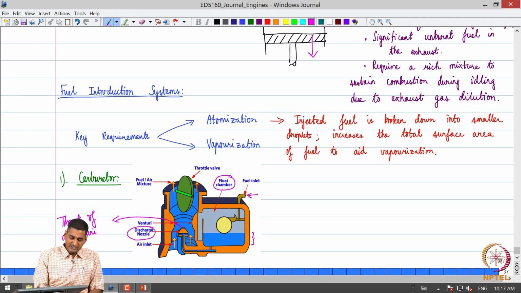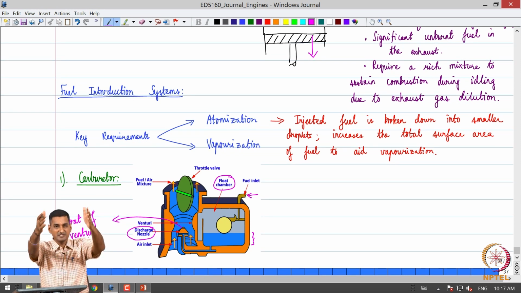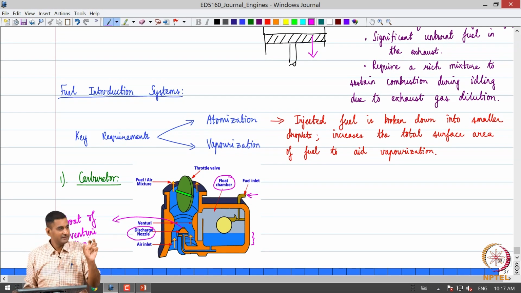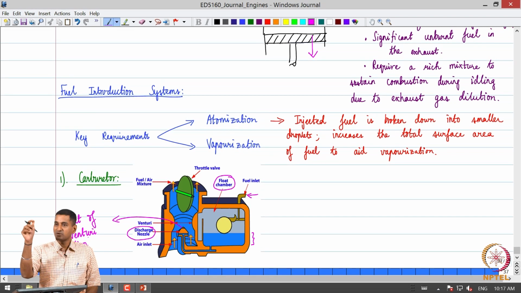So what is a venturi? A venturi is a smooth reduction in the cross sectional area of a flow chamber, right. So that is a venturi. So what is the throat of a venturi? It is the place at which the cross sectional area is the minimum, right. So this fuel discharge nozzle tip is placed at the throat of the venturi.